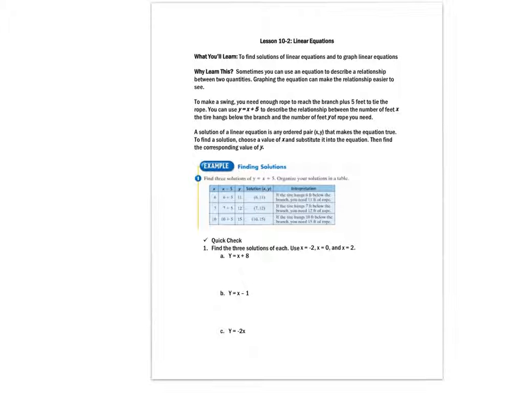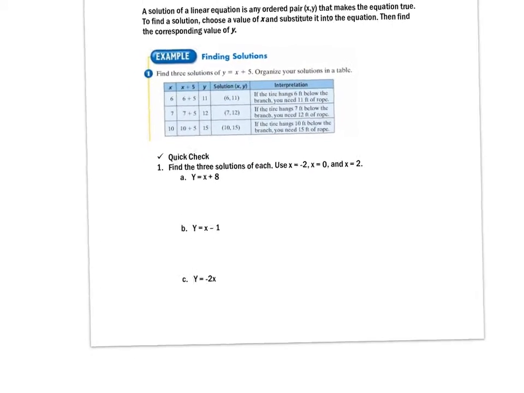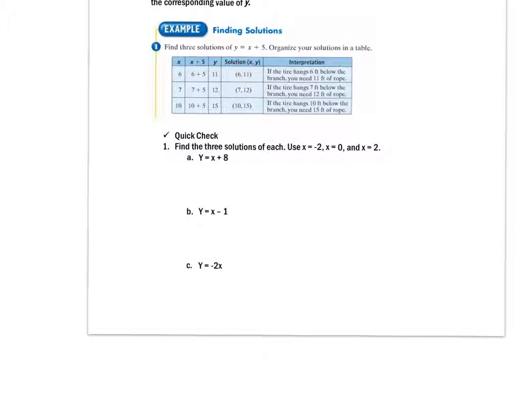A solution of a linear equation is an ordered pair. You spent last week graphing those, creating those beautiful pictures. So we are going to take a look at finding solutions. Using that same example, for our x, we are going to use the values of 6, 7, and 10 to see if that would be enough rope in terms of tying around a branch. So the equation we're using is the same one above. We have y equals x plus 5 right here.